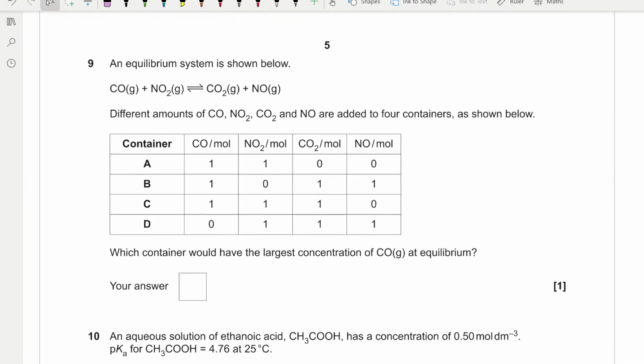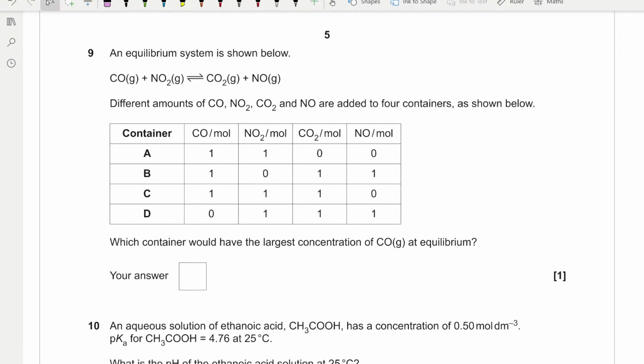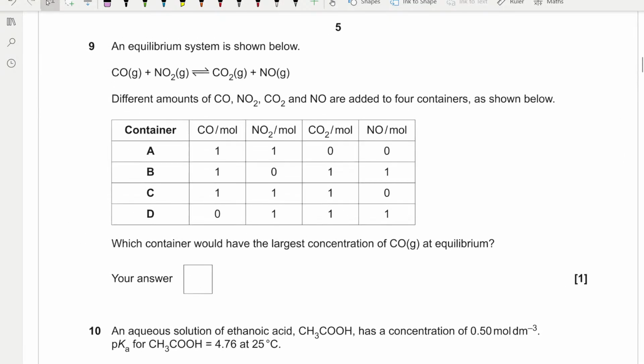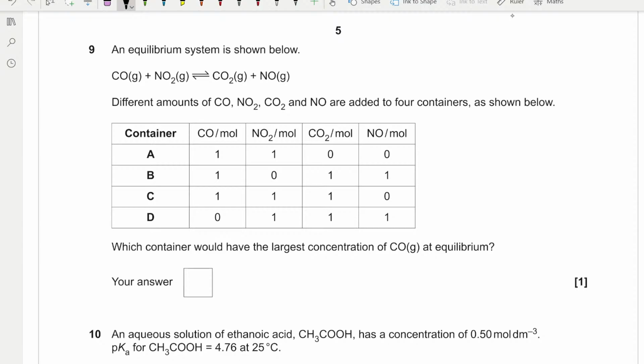Question 9. An equilibrium system is shown below. So we can see we've got this, which represents equilibrium. CO plus NO2 goes to CO2 plus NO. Different amounts of CO, NO2, CO2 and NO added to 4 containers as shown below. Which container would have the largest concentration of CO at equilibrium? So you can see straight away that with A, you've got 1 mole of each reactant and no moles of product. So the equilibrium is going to shift to the right.